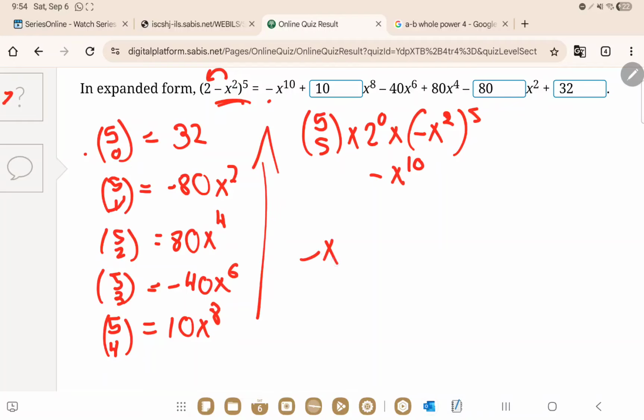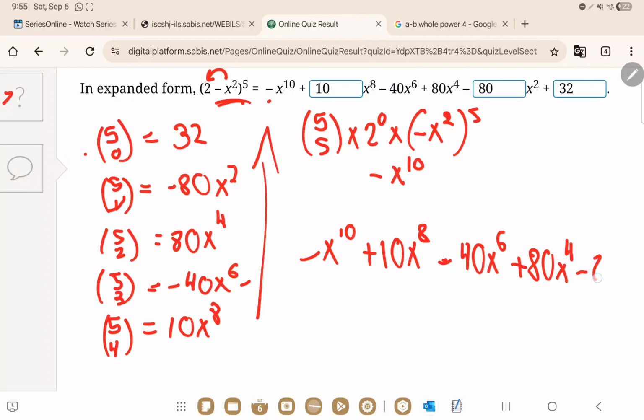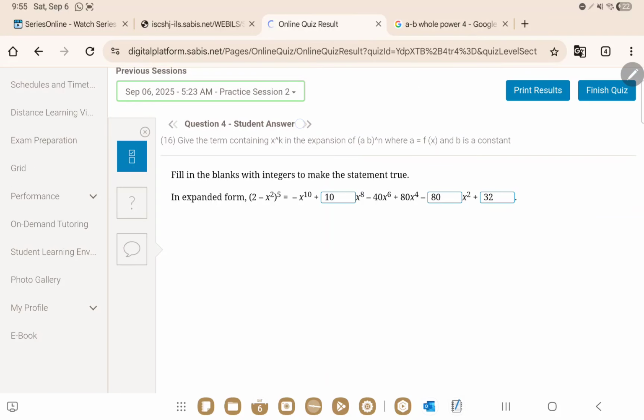So it's negative x, only to match their layout. So negative x to the power 10 plus 10x to the power of 8, now minus 40x to the power 6 plus 80x to the power 4 minus 80x squared plus 32. And that's it for this question. Now let's move on to our next.